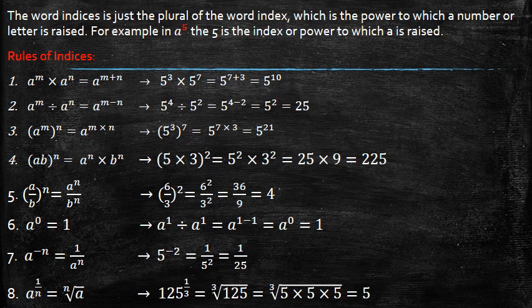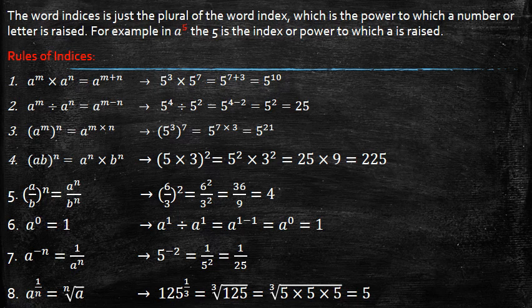Now the seventh rule, we have a raised to the power minus n is going to be 1 over a raised to the power n. So if you have a raised to the power minus 5, it's going to be 1 over a raised to the power 5. So we have this example here, 5 raised to the power minus 2. So that's going to be 1 over 5 raised to the power 2. That's 1 over 25.